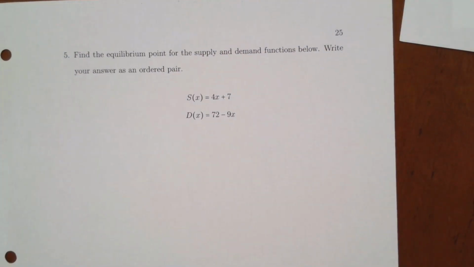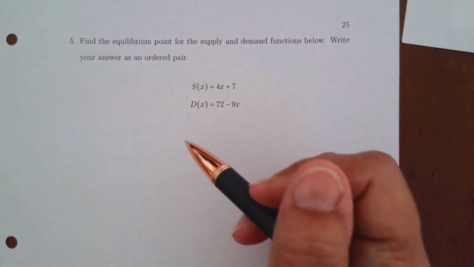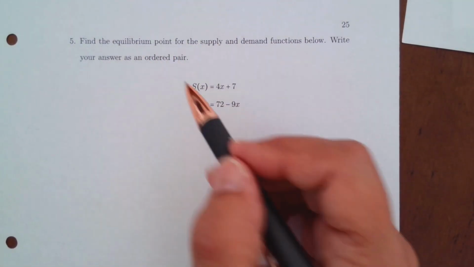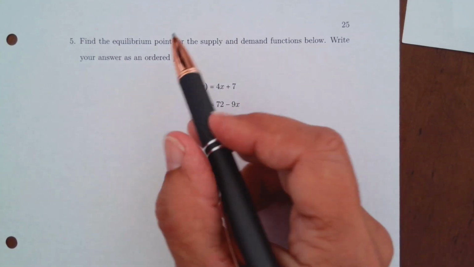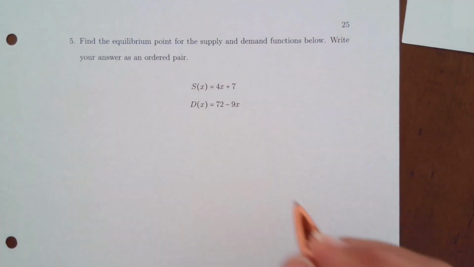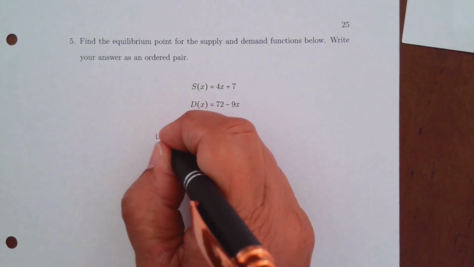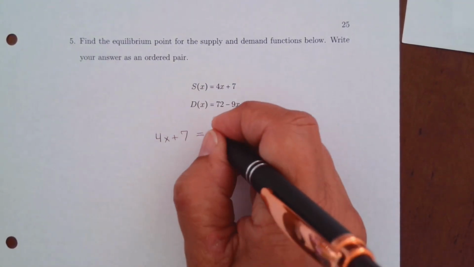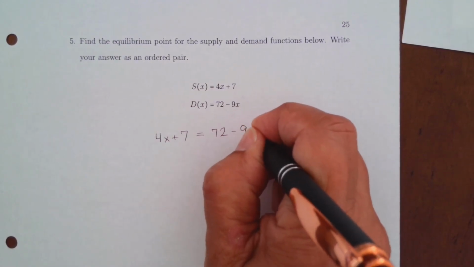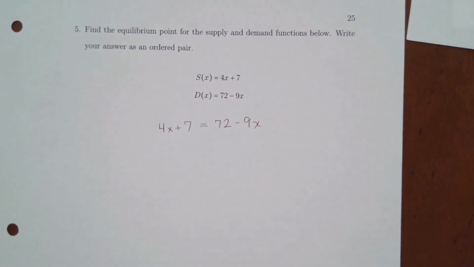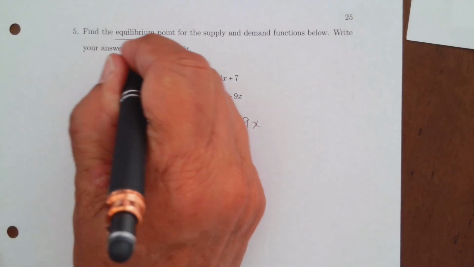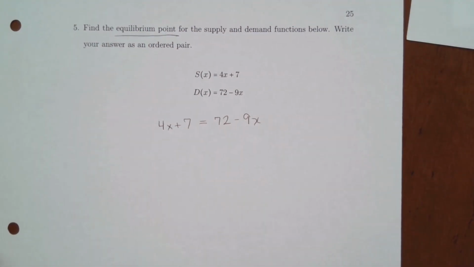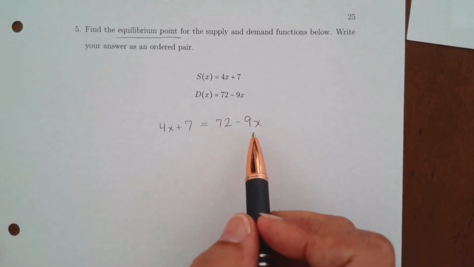All right, last one is pretty straightforward. Find the equilibrium point. Okay, the supply and the demand. So equilibrium is where they are equal to one another. Okay, means break even. So to find the equilibrium point, we would take 4x plus 7 and find out where that equals the demand of 72 minus 9x. Okay? All right. So now it says find the equilibrium point. So that means I need x and y. Okay, the whole point. All right, so solve this.